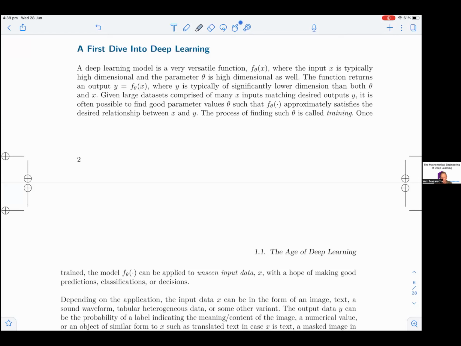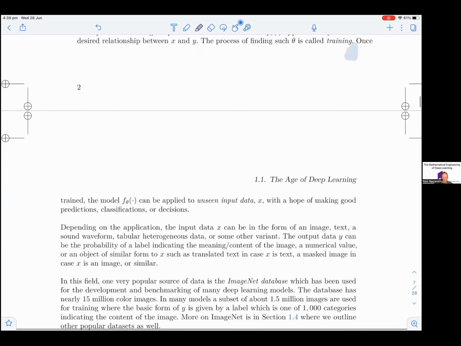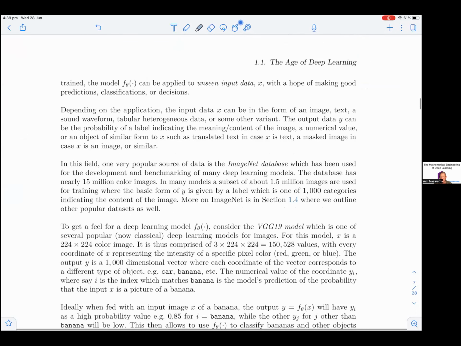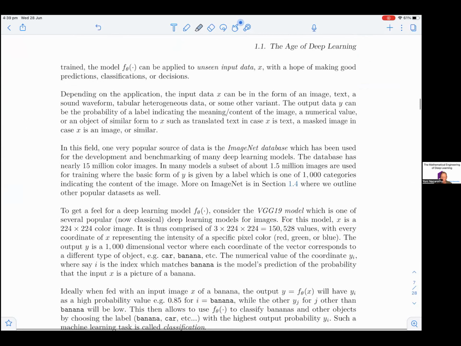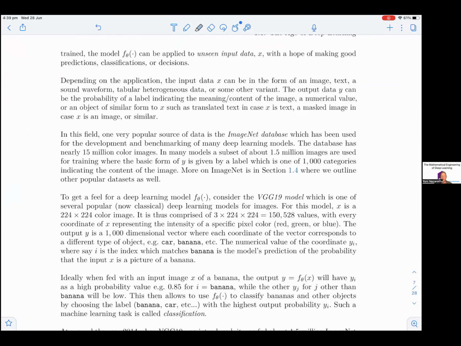Given large data sets comprised of many x inputs matching desired outputs y, it is often possible to find good parameter values theta, such that the function f theta approximately satisfies the desired relationship between x and y. The process of finding such theta is called training or learning. Once trained, the model f theta can be applied to unseen input data, x, with the hope of making good predictions, classifications, or decisions.